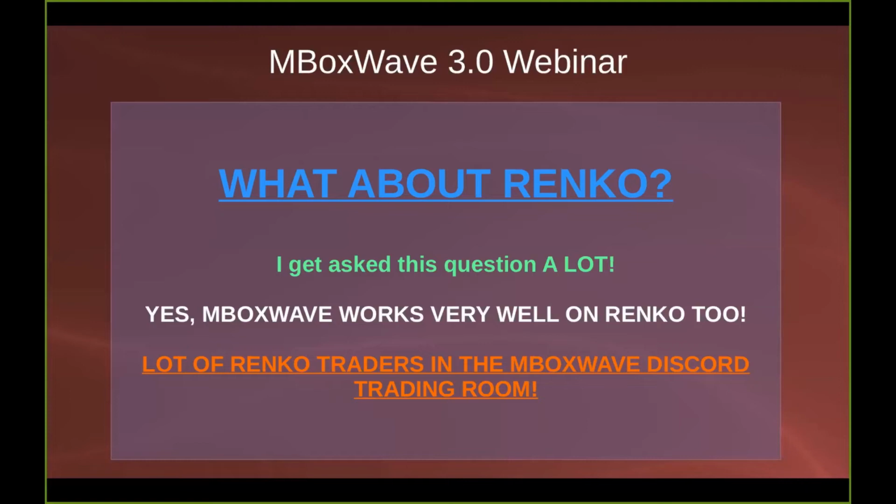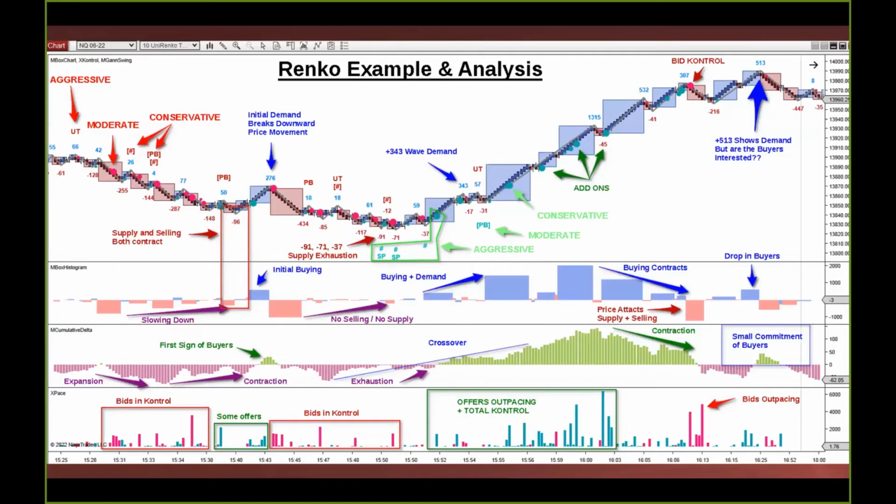Okay, Renko. I wanted to cover Renko because a lot of people ask about Renko. I don't personally use it, but there are quite a few Renko traders using Unirenko or NinjaTrader with MboxWave. It works very well on those kinds of Renko charts. So let's look at a Renko example. All right, this is a Renko example on the NASDAQ, using the updated MboxWave Precision Delta on all of the indicators.